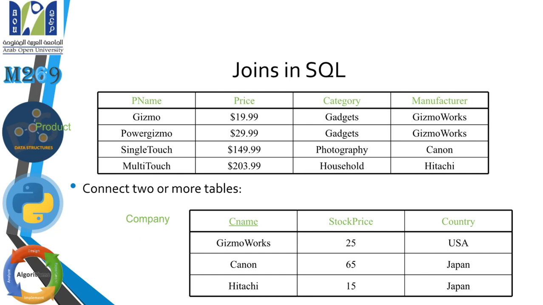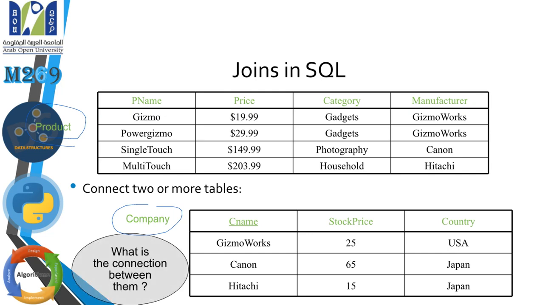Another one is the join, how to combine or connect two or more tables together. We have the product table here and we have the company table. We have two different tables. Now we need to join them together and make a connection between them. There must be some common attribute between the two tables in order to connect them. So what do we have? Here we have stock price and price. They are two different things, so we cannot combine them using the price.